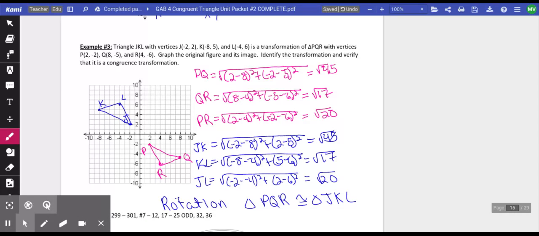So I graphed them and I found that PQ equals the square root of 45, which JK also equals the square root of 45, so they're congruent. QR equals the square root of 17. KL also equals the square root of 17, so they're congruent. And PR equals the square root of 20, which is equal to JL, which equals the square root of 20. So triangle PQR is congruent to triangle JKL by SSS, and the transformation is a rotation.